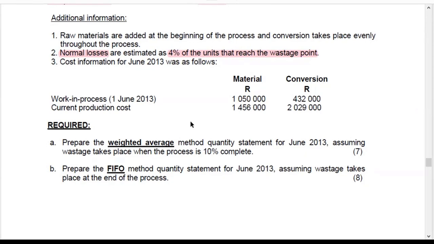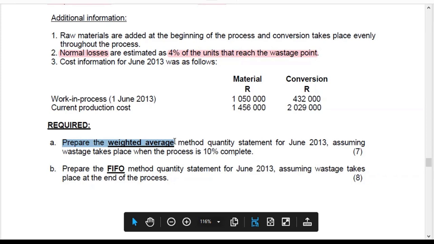Cost information for June is as follows. They give you material and conversion. Work in process, 1st of June, they give you the material to be 1,050,000. Current production material is 1.4 million. Conversion is 402, and current production.